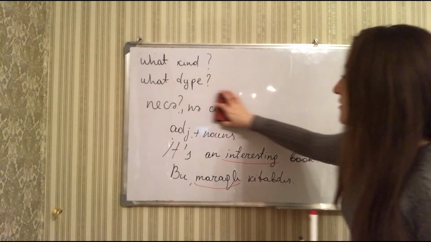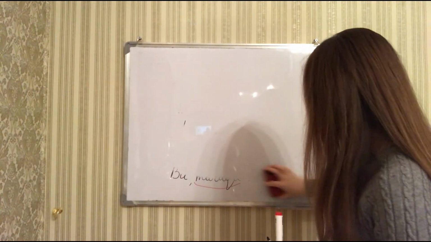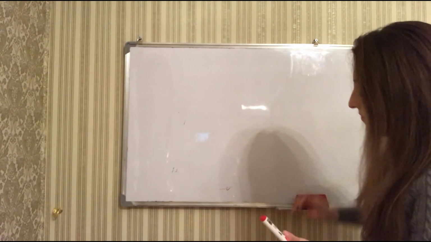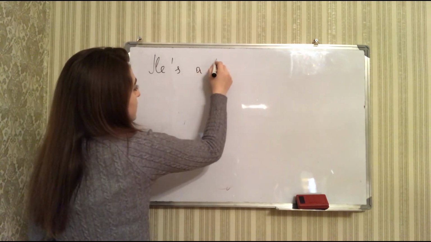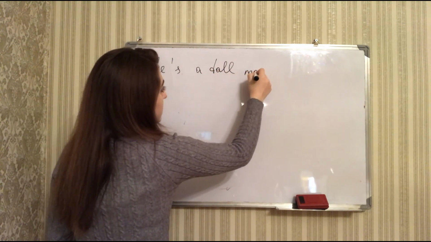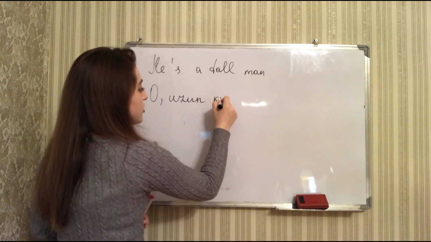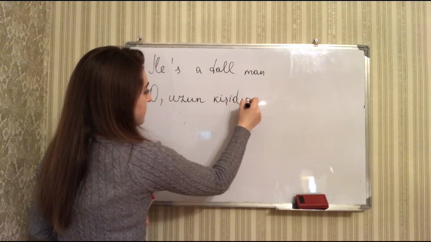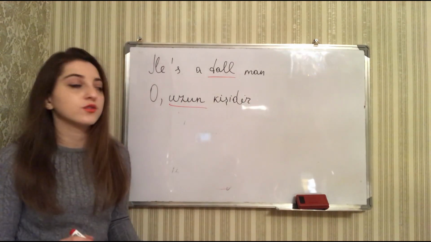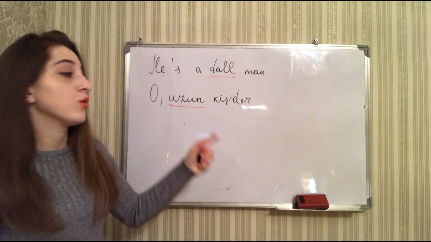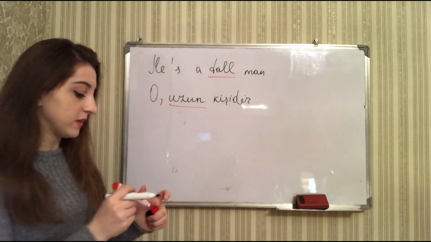Let's write another sentence. He is a tall man. O uzun kişidir. Where is the adjective? Tall, and this one uzun. So, o necə kişidir? O uzun kişidir. What kind of man is he? He is a tall man.